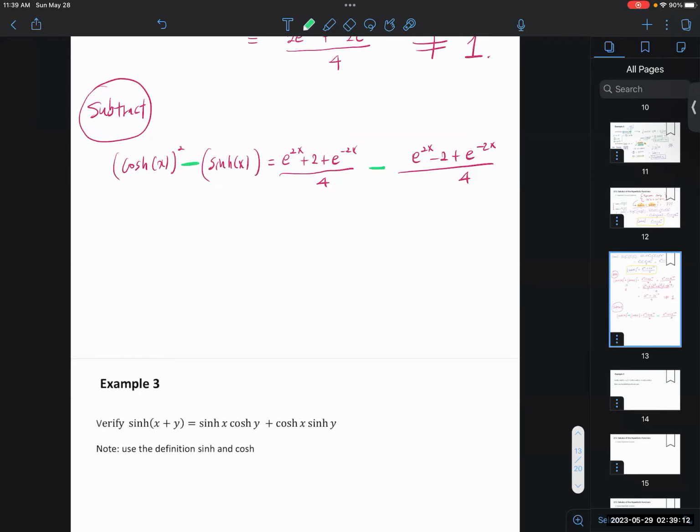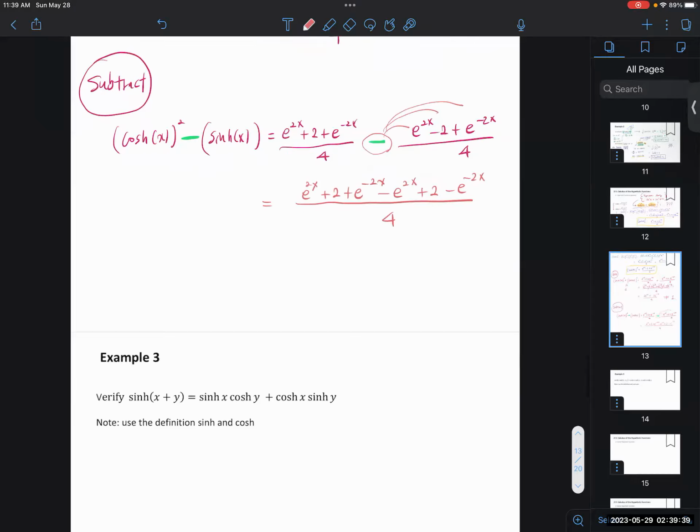Because of the negative sign, when you're combining the denominator, everything is going to be changing. So e to the 2x plus 2 plus e to the negative 2x. Because of the negative, everything changed the sign. So negative e to the 2x, negative negative positive 2, negative e to the negative 2x over 4. So let's observe what you're going to get.